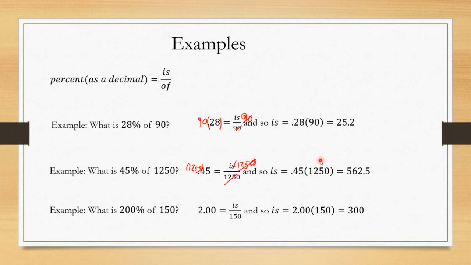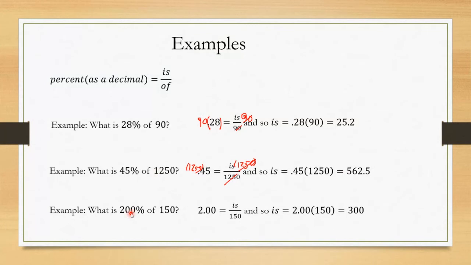So if something was $1,250 and they tell you that the price has been decreased by 45%, the price went down by $562.50. And finally, what is 200% of 150?